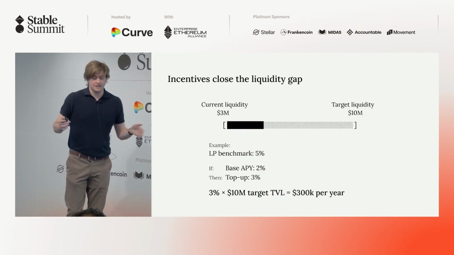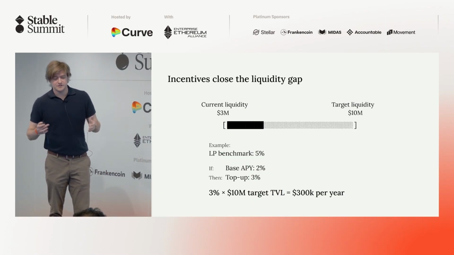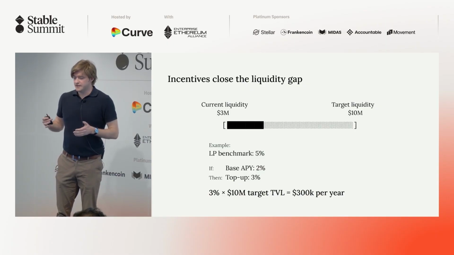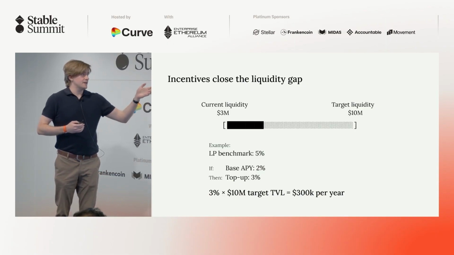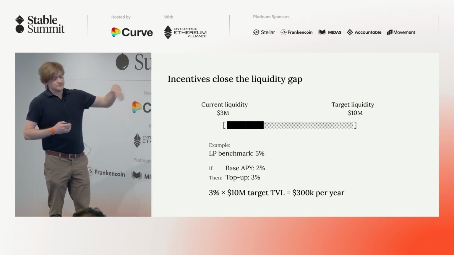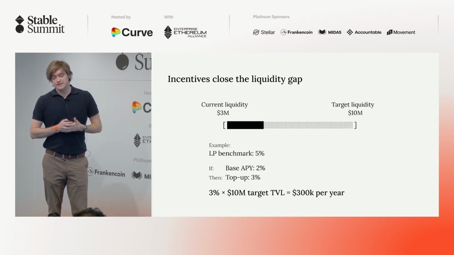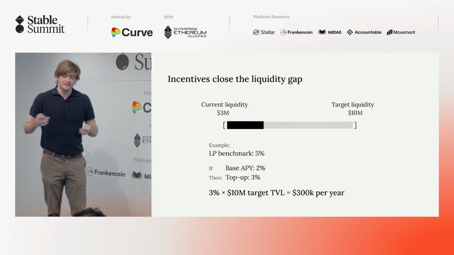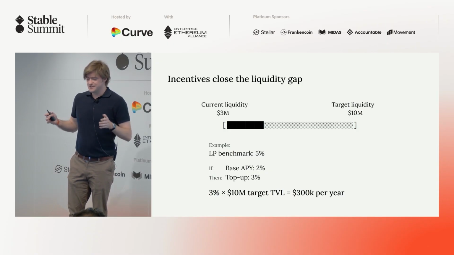So if your target is 10 million TVL, because you need to support large swaps, people doing 1 million trades, institutions, any big players, well, if you need to attract that amount, say the swap fees account for 2% of the APY, then you still need to top up 3%. And 3% for 10 million, that's 300K per year you have to provide. So that's very expensive.